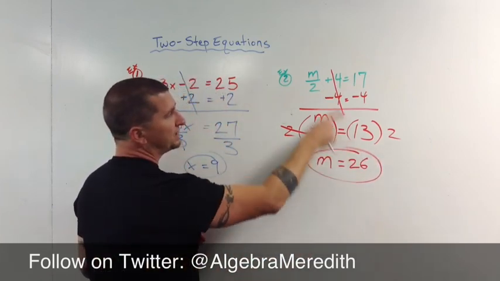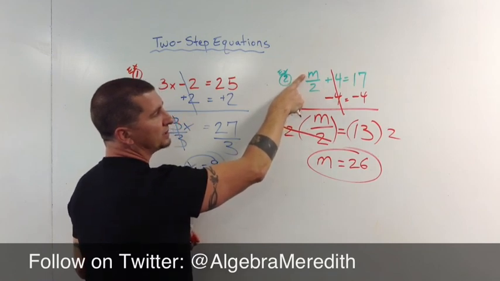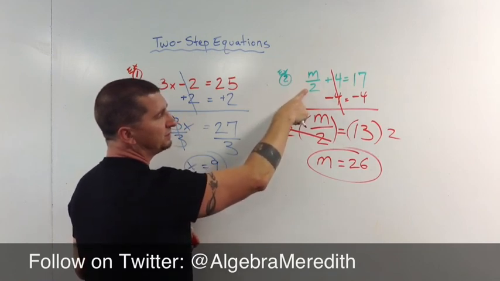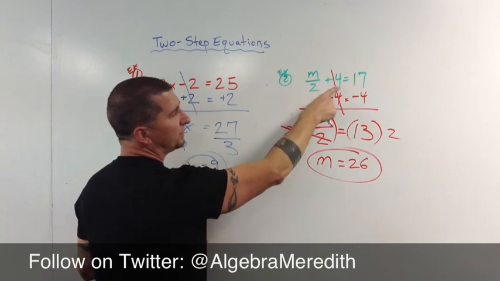Now if we take 26 and plug it back into our original equation, we have 26 divided by 2, which is 13, plus 4, which is 17.